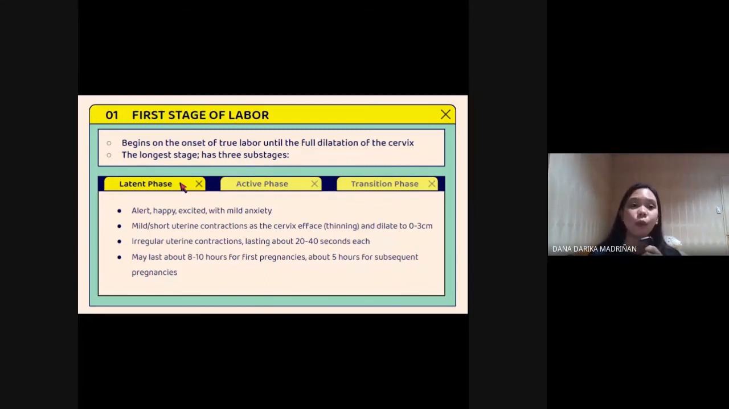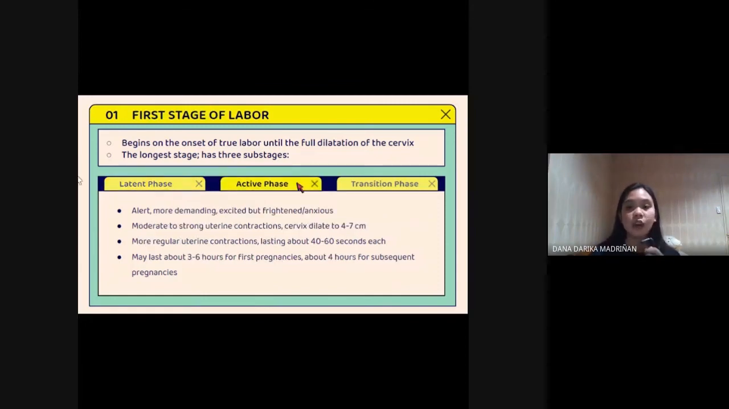Ang mga hilab din po ay pwedeng maranasan ng mga mommy ng ilang segundo lamang, mga 20 to 40 seconds lang. And ito po ay irregular, meaning maaring every 5 to 30 minutes po siya pwedeng mangyari. So, sa kabuuan, ang latent phase po ay maaaring tumagal ng 8 to 10 hours po para sa mga first time mommies, o di kaya mga 5 hours lamang po sa mga nanganak na po dati.